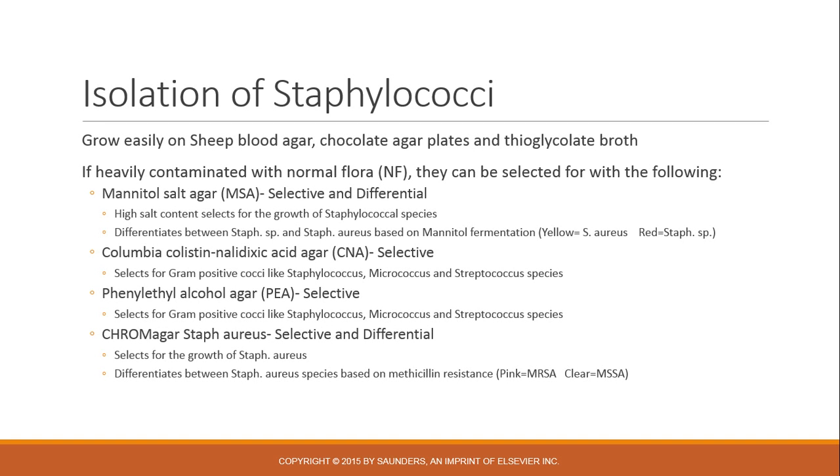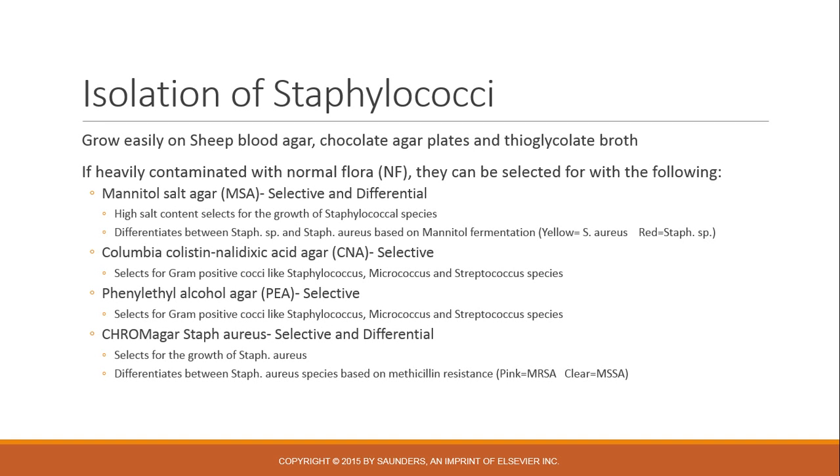Chromagar for Staph aureus is selective and differential. This is neat because I'm not going to talk about the ingredients in there, but it selects for the growth of Staph aureus. So if there are colonies on there, you can presumptively say that it's Staph aureus. It also differentiates between Staph aureus that are methicillin resistant and methicillin sensitive, and it does that with a color reaction. If it's resistant to methicillin, they'll be pink, and if they're not resistant, they'll be clear.